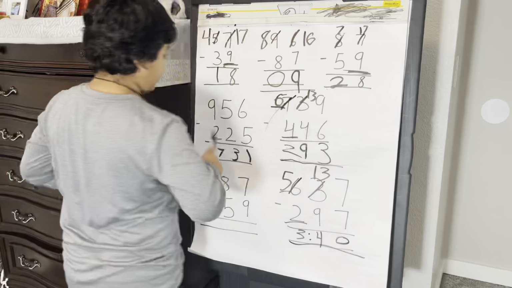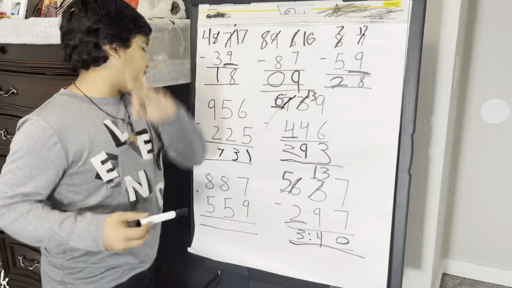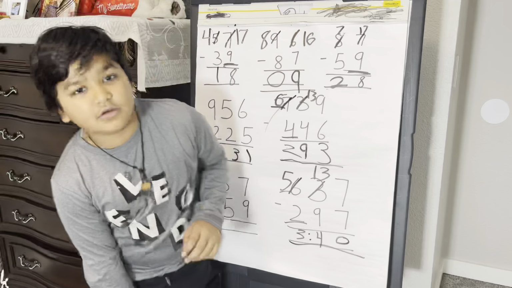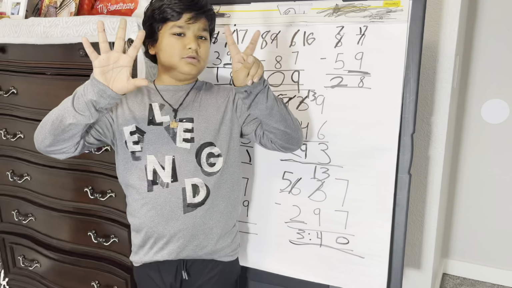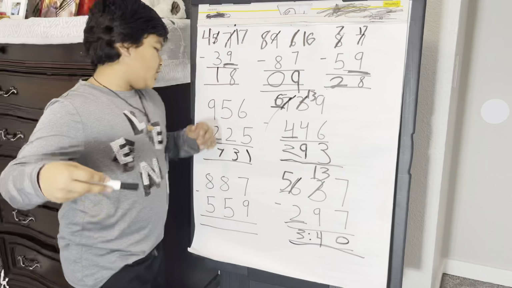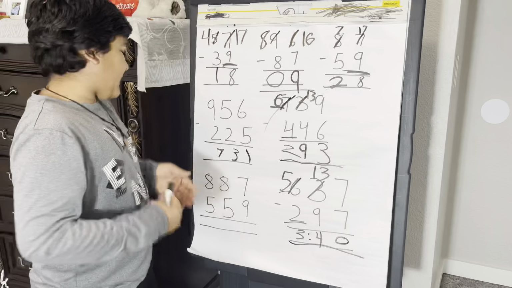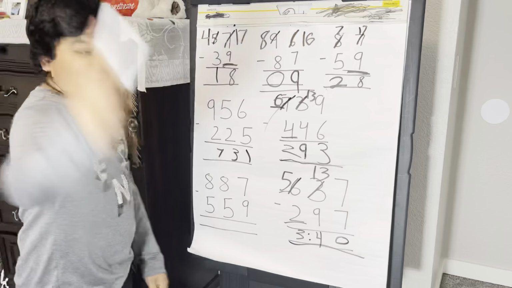And then 5 minus 2 equals 3. And how, if you have 5, take 2 away, you have 3. And then 9 minus 2, 9. And then you take 2. 1, 2. So we have 7 left. That would be a 7. So on your answer, on 956 minus 225 equals 731.